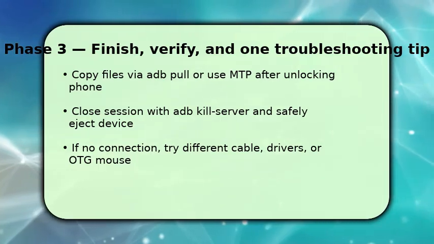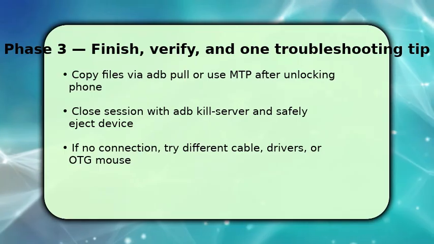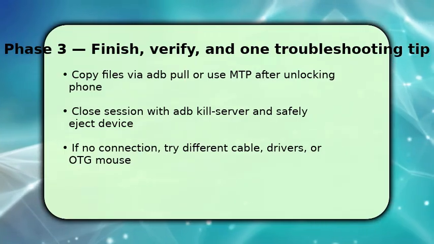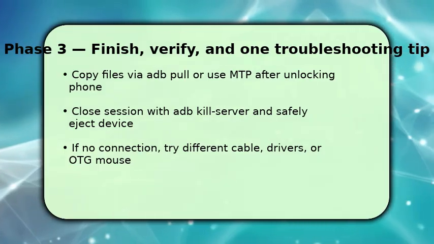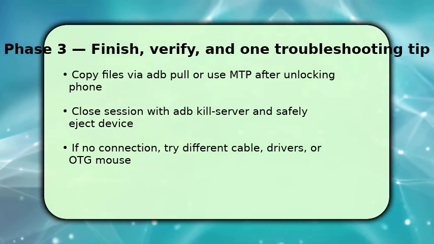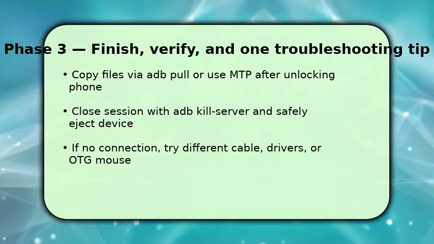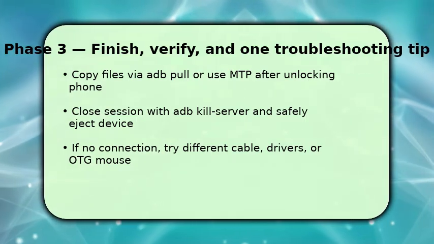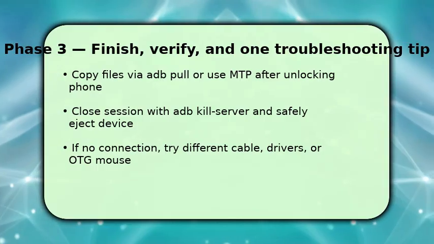If mirroring or ADB fails, try another USB cable or port, reinstall drivers, or use an OTG mouse to unlock the phone. One key tip: if the phone never appears in adb devices, re-enable developer options and USB debugging using OTG input.